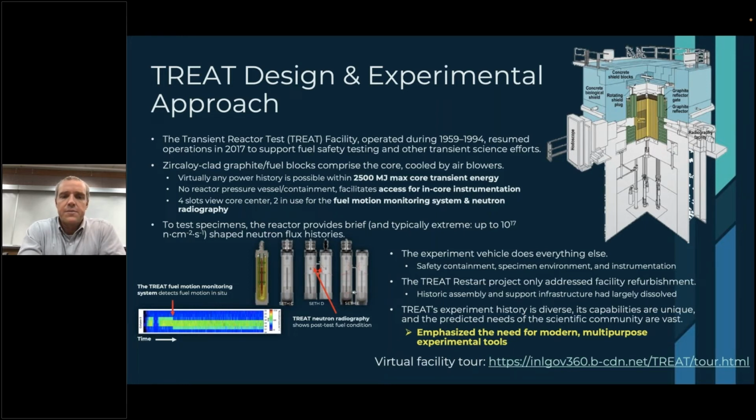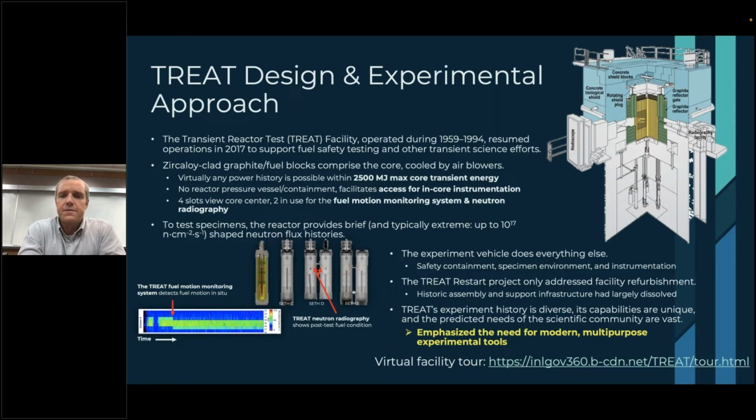So when we test specimens, as I mentioned, you can change the power as you'd like, but some transients you can drive to very extreme conditions, so up to 10^17 neutrons per centimeter squared per second. It's very high flux. Total dose or total fluence is on that same order, so 10^16 to 10^17 neutrons per centimeter squared. So when you get that high of flux, you're not going to be running for very long at that condition. The experiment vehicles that we put into TREAT, you can't see very well in the diagram at the upper right, but it goes right in the center of the core, where the white line is in the middle of the yellow.